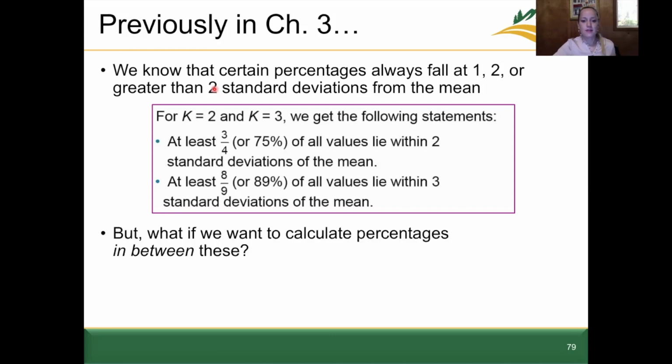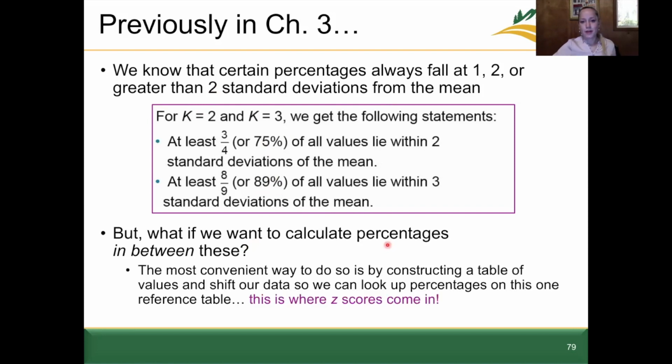Now, these are sort of spread out, right? We have 75% and 89%. What if we want to calculate percentages in between these values where k wouldn't be a whole number? What would we do? Well, the most convenient way to do this is by constructing a table of values and shift our data so we can look up percentages on one reference table. This is where the idea of z-scores come in, and we're going to cover that today.